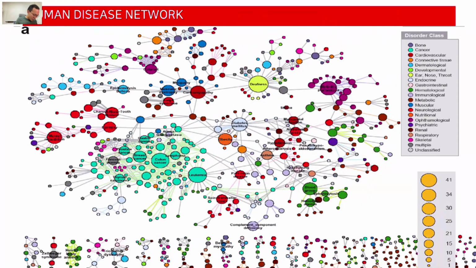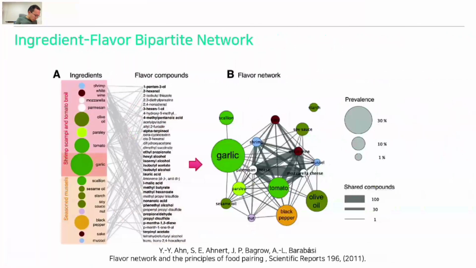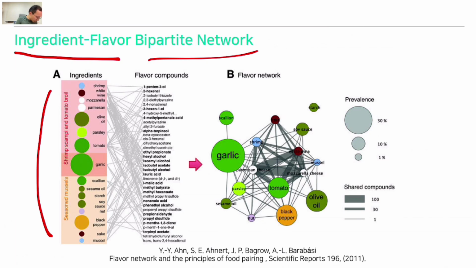Human disease. You can create that in a bipartite graph, right? From the observation. This is an ingredient-flavor bipartite network, and by looking at the food, we have some ingredient information, right? Shrimp, garlic, tomato, but we see the flavor components in the ingredients, and we can create the bipartite graph. And by looking at this, we can create a flavor network.